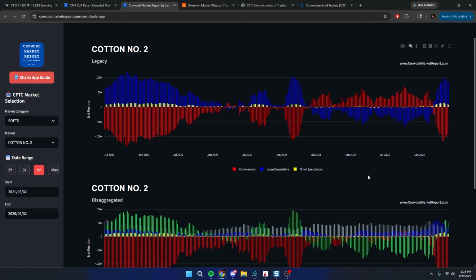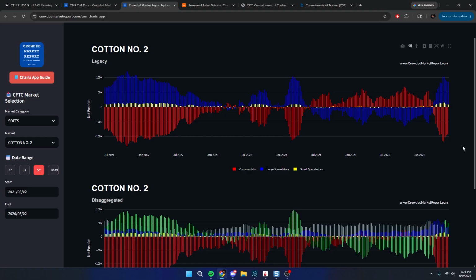We can see in this example that large speculators have been short for some time, and then they got super long earlier this year. Small speculators also got super long, because we start seeing the bars get much larger. At the same time, commercials are getting way shorter. Now, the gist of this is that we always want to be on the same side as the commercials.